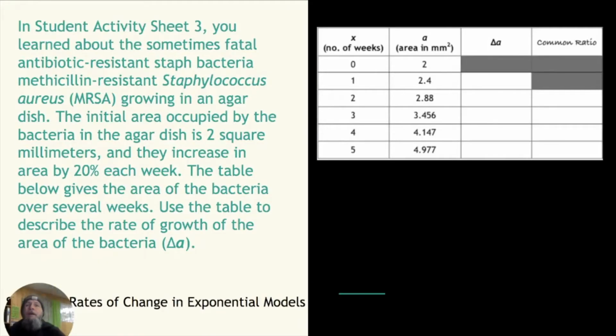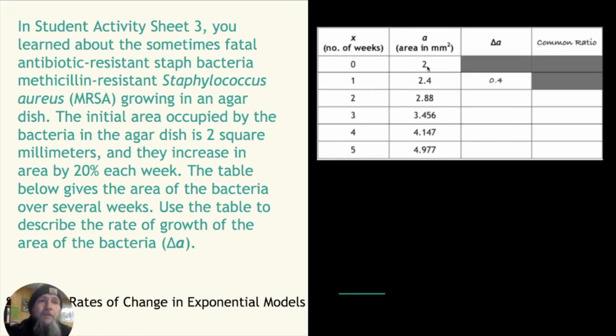In Activity 3, we learned about a sometimes fatal antibiotic-resistant staph bacteria, methicillin-resistant Staphylococcus aureus, or MRSA, growing in an agar dish. The initial area occupied by the bacteria in the agar dish is 2 square millimeters, and the area increases by 20% each week. The table below gives the area of the bacteria over several weeks. We're going to use the table to describe the rate of growth of the area of bacteria, which is the change in A.